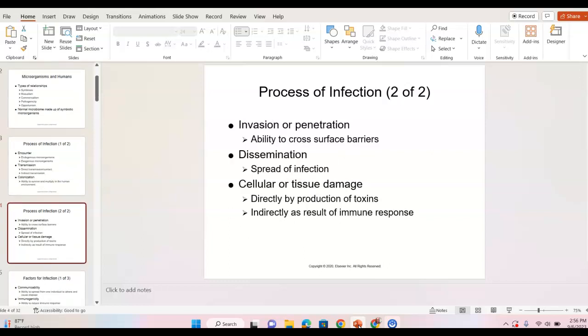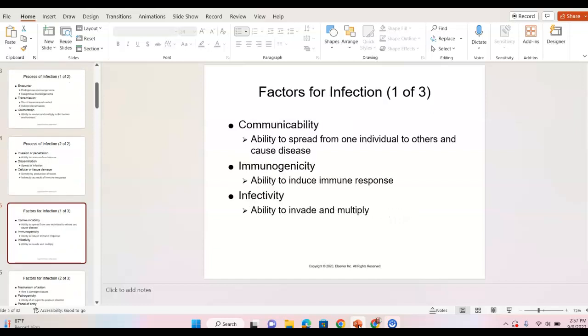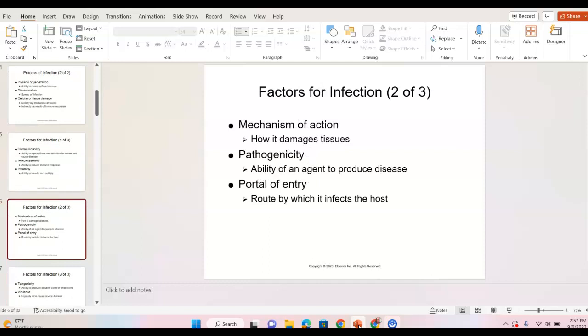Colonization is the ability to survive and replicate in humans. They invade or penetrate and cross those surface barriers that we spoke about before, and then spread out through the bloodstream and then into the cell tissues. Cells or tissues can be damaged by those toxins that we spoke about, or indirectly as a result of our immune response if it's overreactive. Communicability, I'm kind of blowing through these easy parts because I think you guys are probably familiar with this, is the ability to spread. Immunogenicity is the ability to induce that immune response, and infectivity is the ability to invade and multiply in a new host.